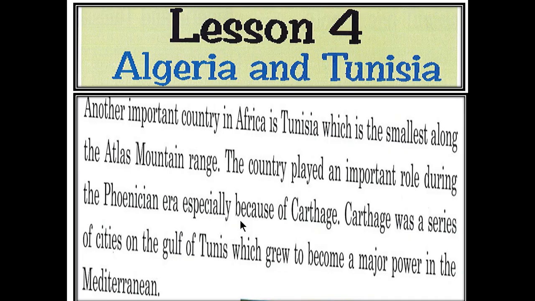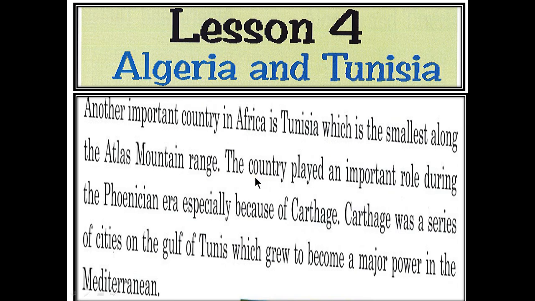If you talk about the lesson about Tunisia, another important country in Africa is Tunisia, which is the smallest along the Atlas mountain range. The country played an important role, as I told you, during the Phoenician era, especially because of Carthage. Carthage was a series of cities on the Gulf of Tunis which grew to become a major power in the Mediterranean. So this is the beginning of the lesson on Tunisia.